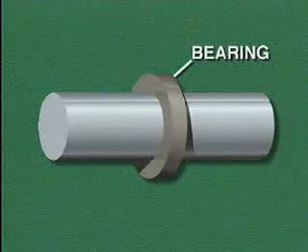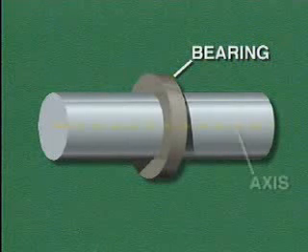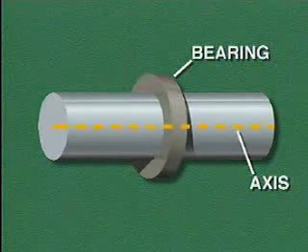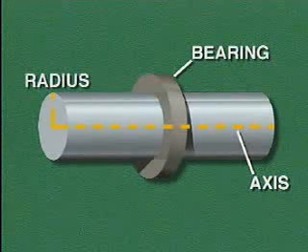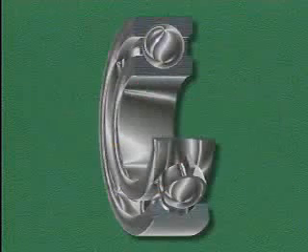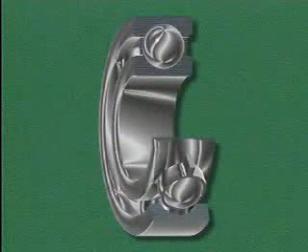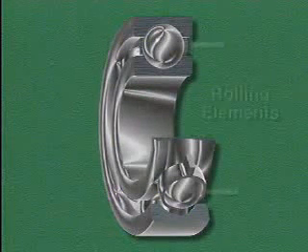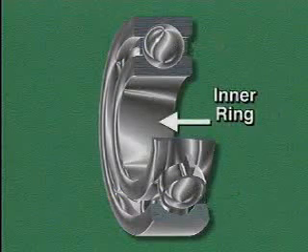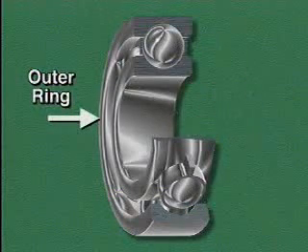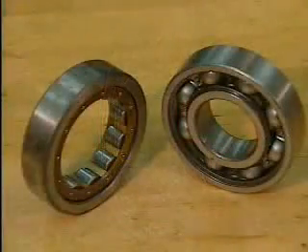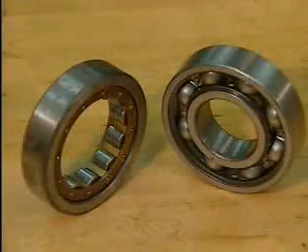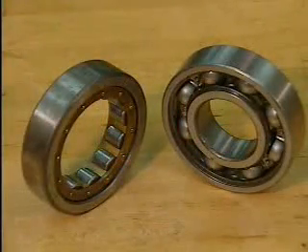Most bearings are mounted on rotating shafts. A shaft rotates around a center line or axis. The distance from the axis to the outside of the shaft is called the radius. While individual bearings may differ slightly, a typical rolling contact bearing consists of rolling elements, an inner ring, an outer ring, and a retainer.